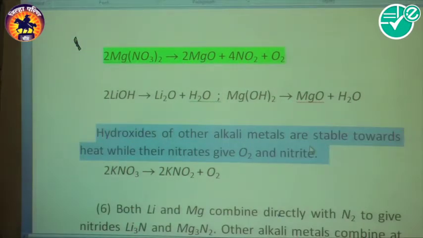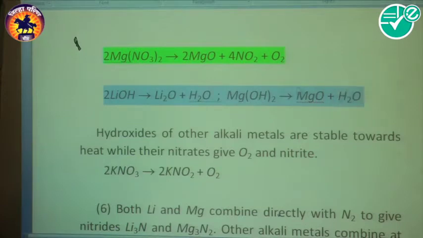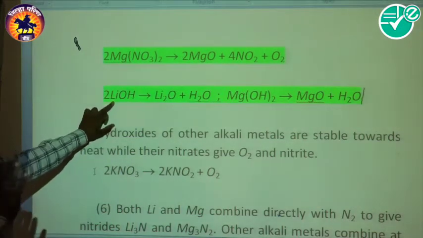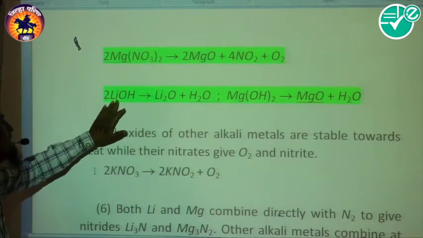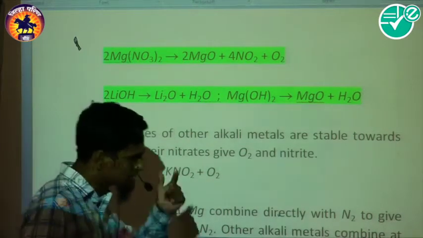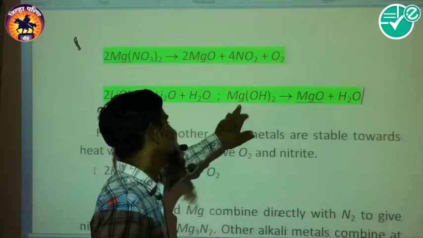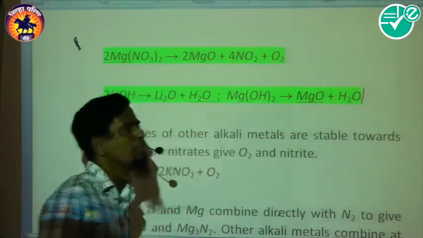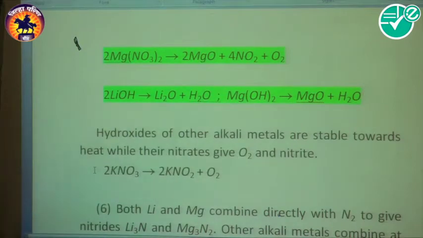Hydroxides of other alkali metals are stable towards heat, while their nitrates give oxygen. Now see here, upside I am showing you. Hydroxides of alkali metals are stable toward heat. But here I am taking an alkali metal, lithium, which is not stable because it gets decomposed to form oxide and water. In the same fashion, in the case of alkaline earth metal, magnesium will do that and form magnesium oxide.